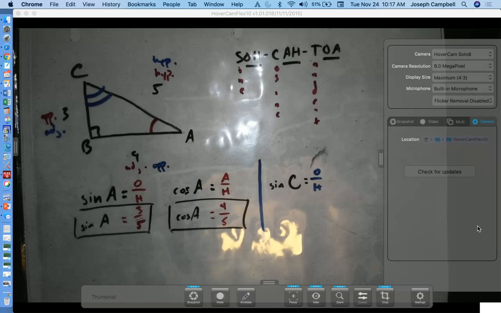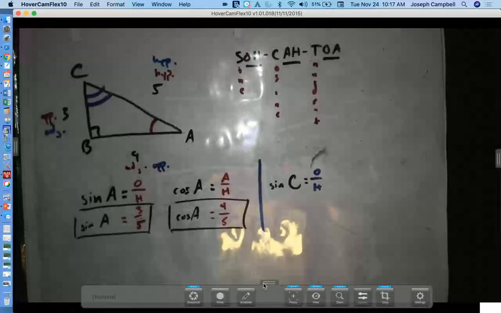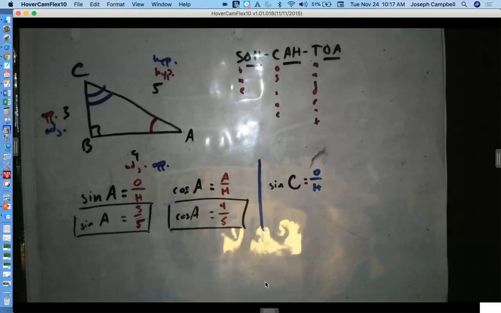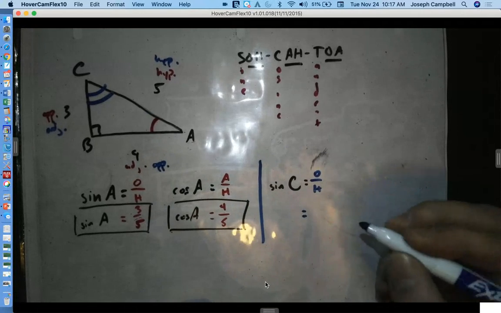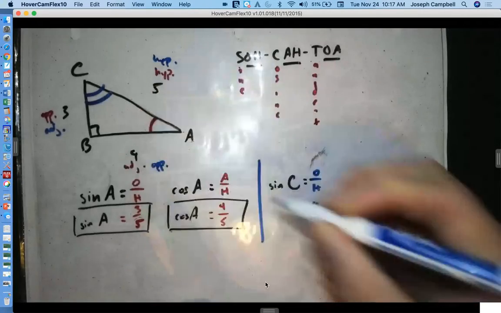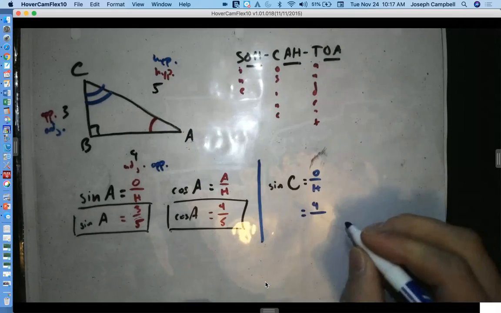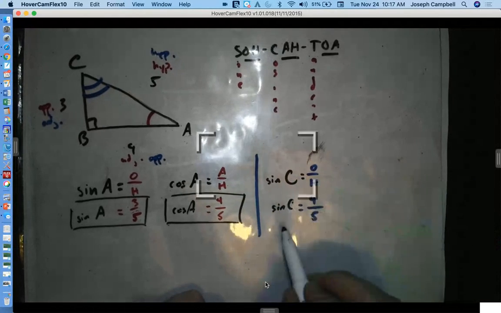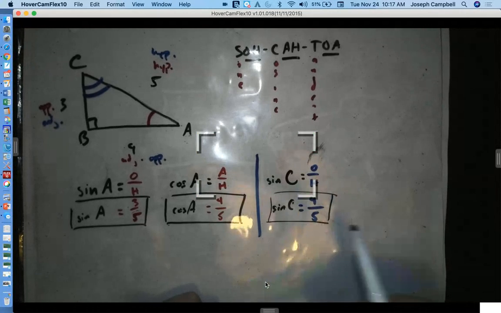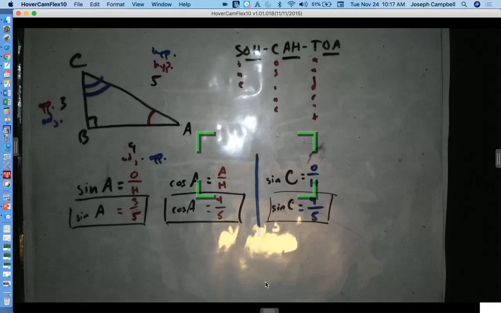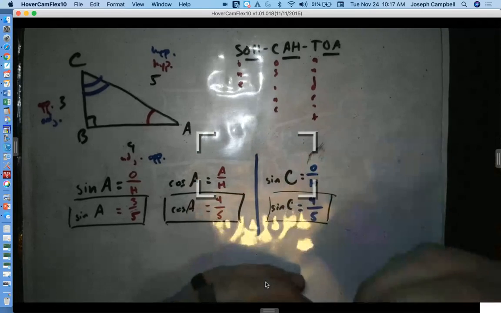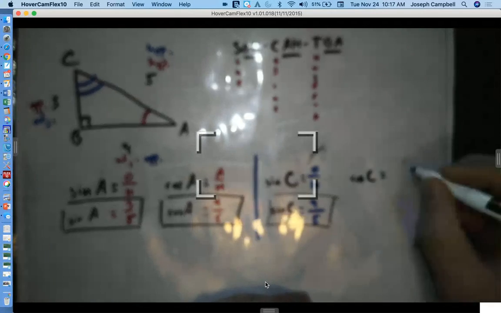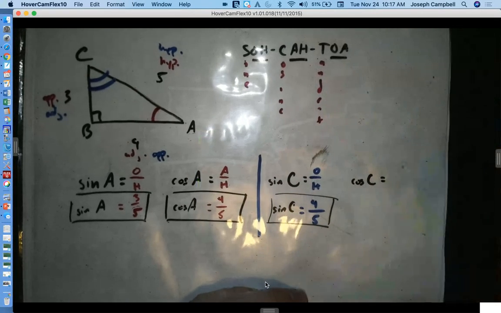All right. So it's the ratio of the opposite over the hypotenuse. So looking from C, what is the opposite side? Well, we already labeled it. That was nice of us to do. So the opposite side is 4, right? What's the hypotenuse? The hypotenuse is 5. So sine of C is 4/5, the same thing as cosine of A, which is kind of interesting. Okay, then we'll do cosine of C. So CAH, that's adjacent over hypotenuse.